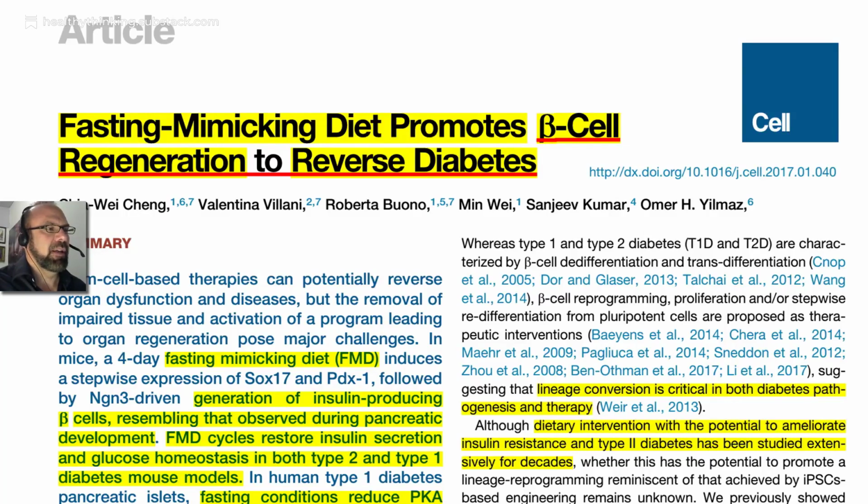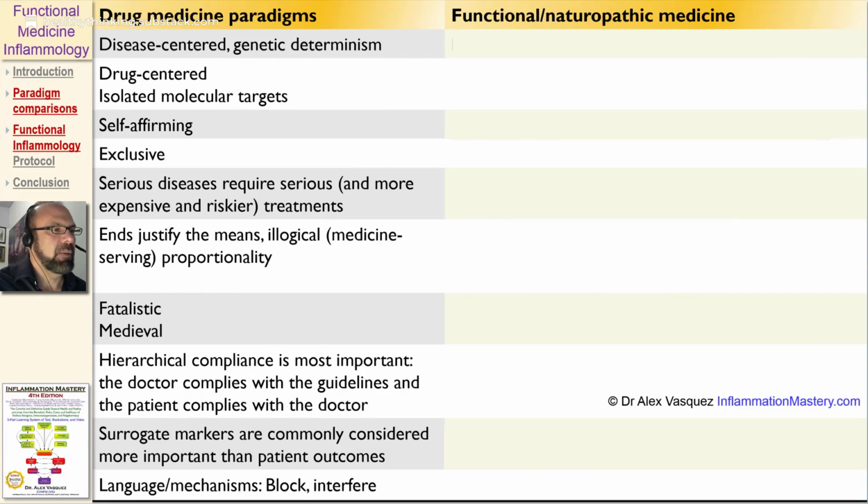So what I'll do on this page is contrast the paradigm of drug medicine, as I might call it here, against functional and naturopathic medicine. So again, the so-called standardized or so-called conventional medicine that most of us learn in medical school is very disease-centered. In contrast, functional medicine and naturopathic medicine is patient-centered. We use nutrition, for example, to change gene expression rather than think our patients have genetic diseases that we can never influence.